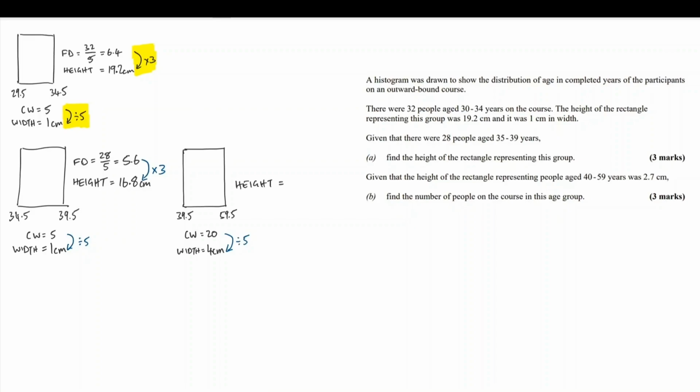We're actually given the height, so let's fill in the height first. That's 2.7 centimeters. And we know that we would have multiplied by 3 to get here, so we should be dividing by 3 to find out a frequency density. The calculation for frequency density is going to be the unknown frequency divided by the class width. So x over 20, and that should be 0.9. 2.7 divided by 3, 0.9. And here we have a simple equation to solve. X must be 18. So the age group 40 to 59 has a frequency of 18.